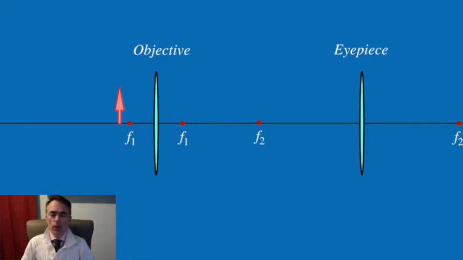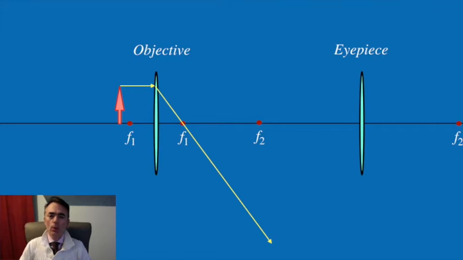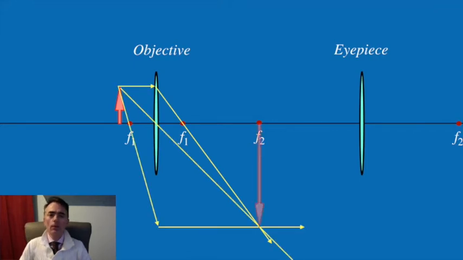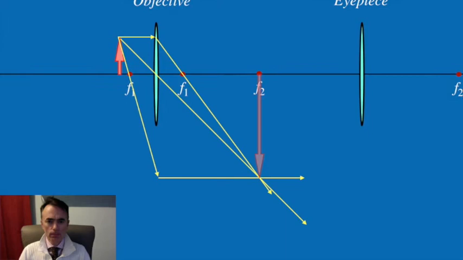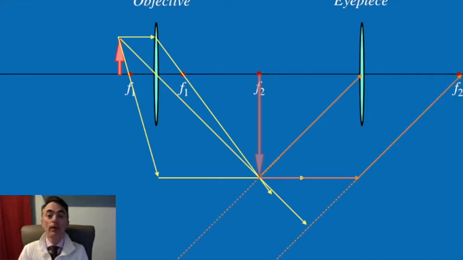The object is placed a bit further from the focal point f1 of the objective. By doing this, we guarantee that the image will be real, and it will be farther from 2f1. The first image is the object for the second lens. This first image will be on the focal point of f2. This will generate a second image which will be virtual, inverted, and magnified.